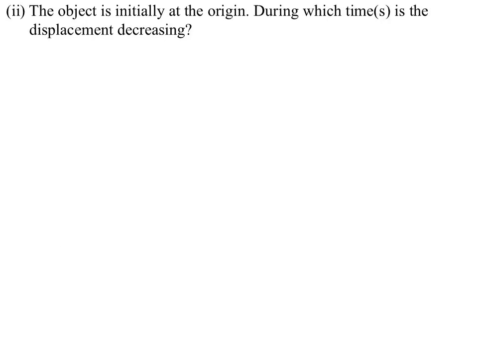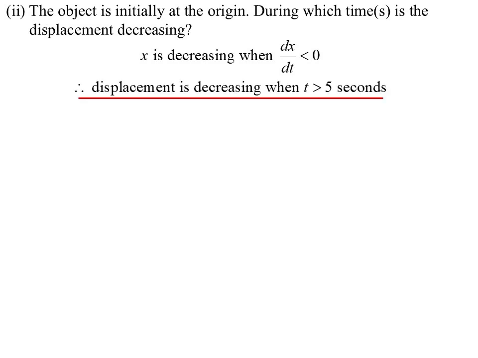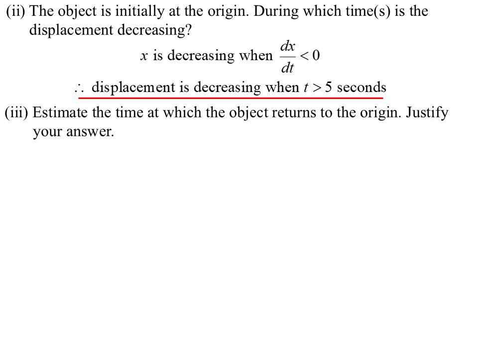You're now telling me it's initially at the origin. During which times is the displacement decreasing? Decreasing. That's when the first derivative, or velocity, is less than 0. Well, I can just look at my graph now and say, well, when is the velocity less than 0? And that was when t was greater than 5. That's when it started going that way. Estimate the time when it returns to the origin.